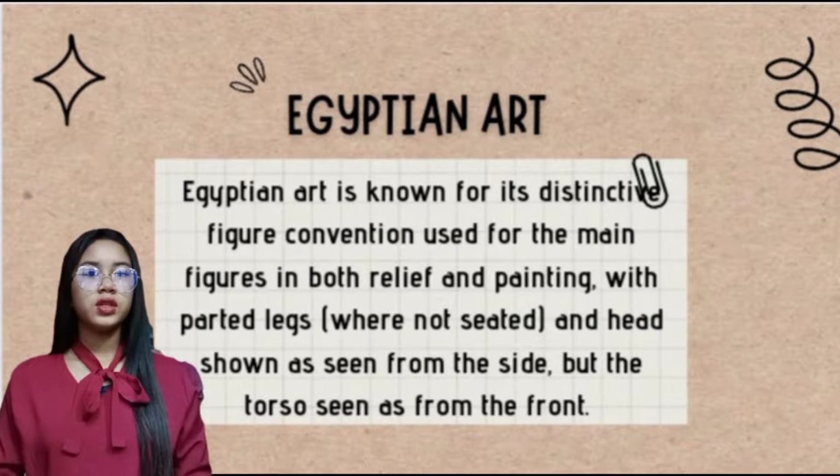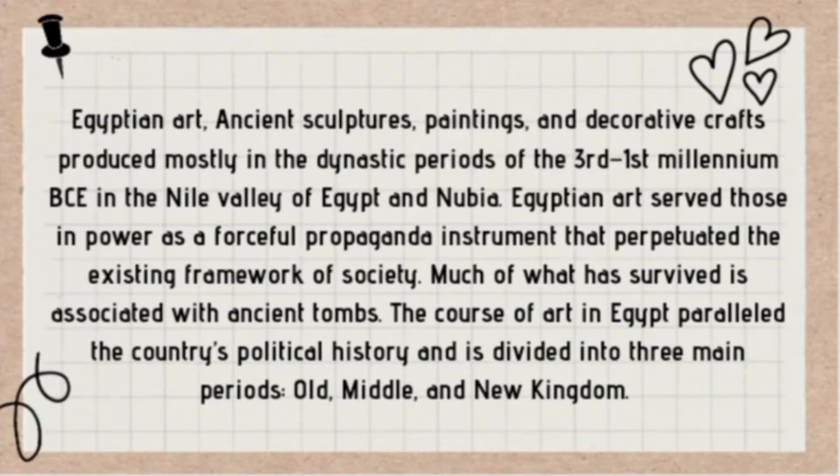A high proportion of the surviving works were designed and made to provide peace and assistance to the deceased in the afterlife. Egyptian art, ancient sculptures, paintings, and decorative crafts were produced mostly in the dynastic periods of the 3rd to 1st millennium BCE in the Nile Valley of Egypt and Nubia. Egyptian art served those in power as a forceful propaganda instrument that perpetuated the existing framework of society. Much of what has survived is associated with ancient tombs.